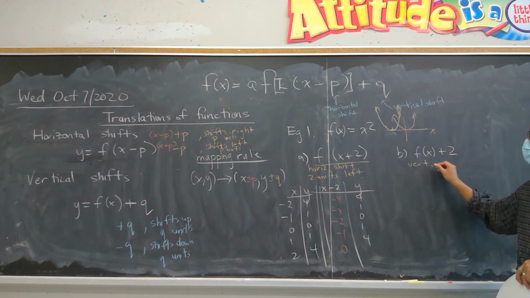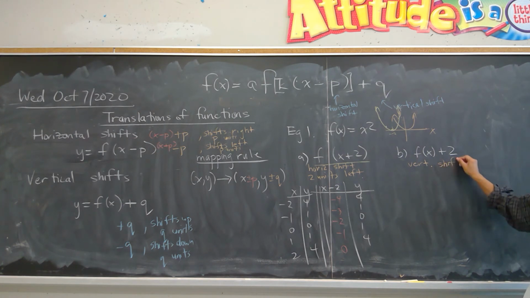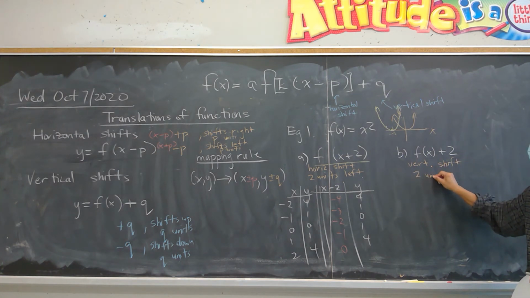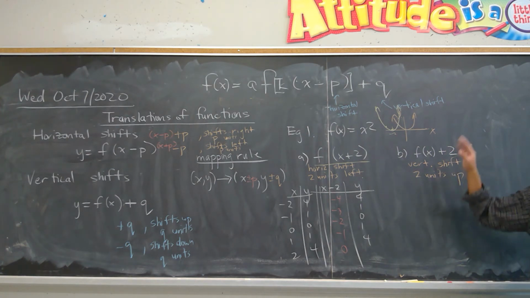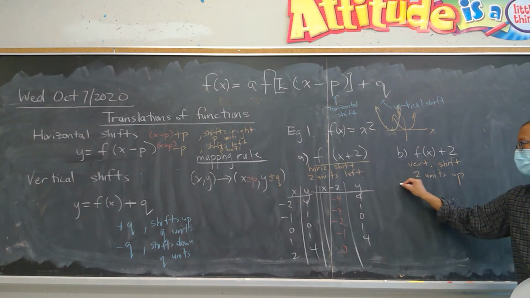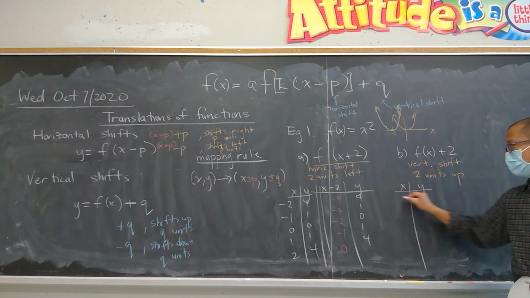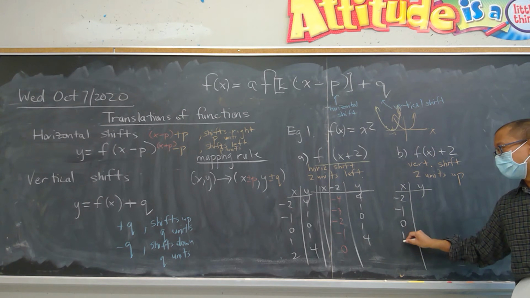Vertical shift two units up. Nice, vertical. Is that right, guys? Vertical shift two units up. And so this time, I'm going to let you draw it again yourself on your sketches if you want. And you don't have to reproduce this already because it's already there.